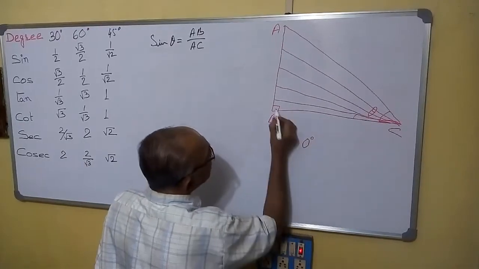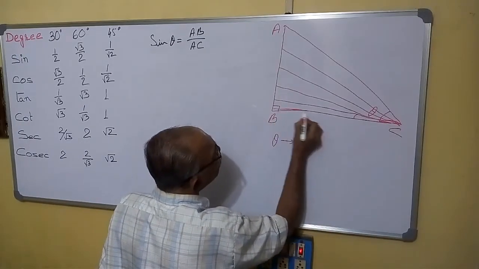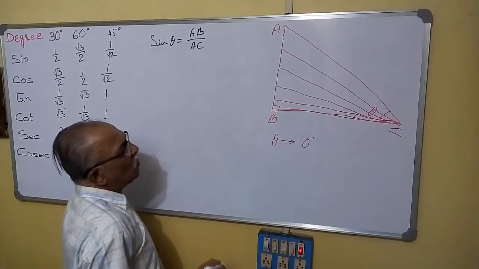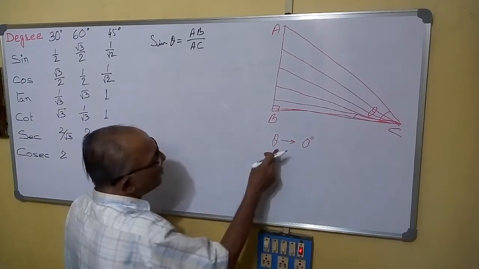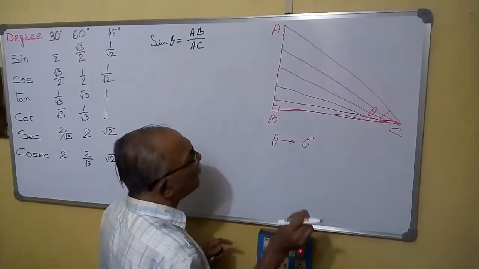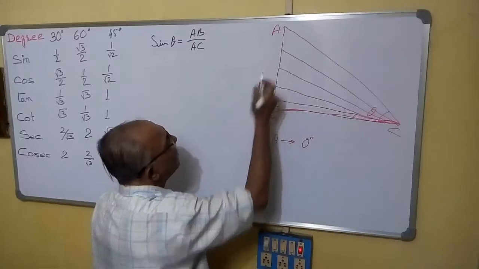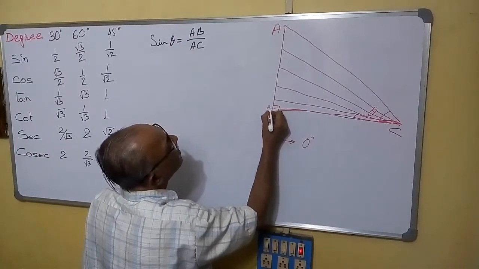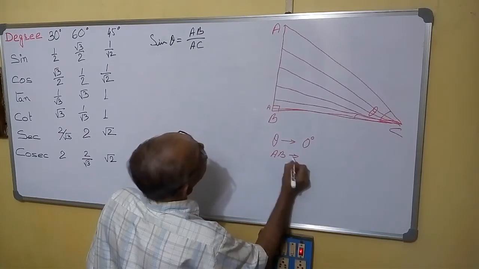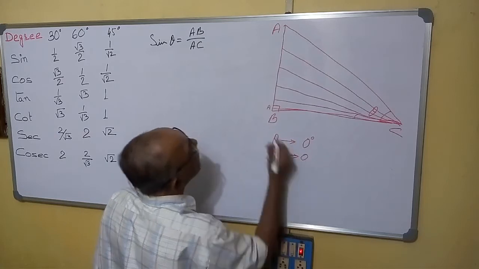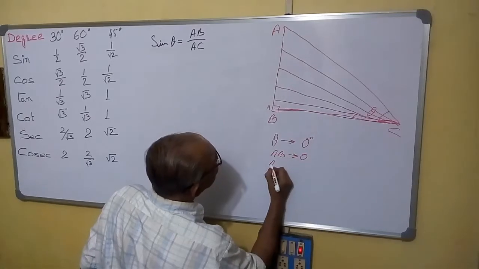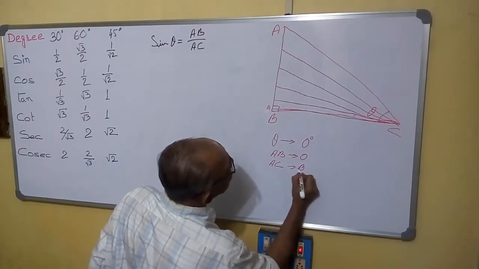If it is becoming very small, almost matching with this one, then this angle will be almost 0 degree. When theta is 0, you will say that theta tends to 0 degree. Then what is happening? See, this A is coming here. So what is the consequence? AB is going to vanish, AB is becoming 0. And what happens to AC? AC is matching with BC.